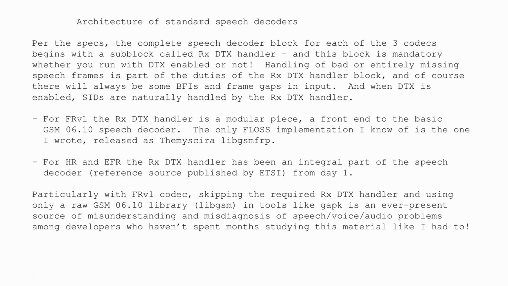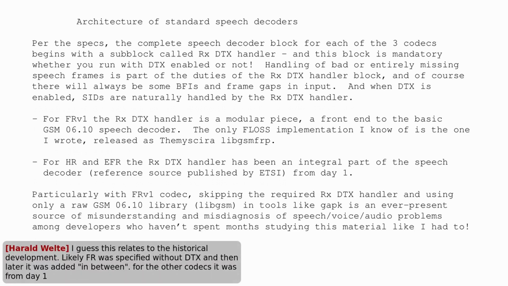Whereas for HR and EFR, for the other two codecs, it was built into the speech decoder from the get-go. From day one, you'd get the official reference C source from ETSI for half rate or enhanced full rate, and the RxDTX handler is already there. It's inseparable. It's impossible to create an HR or EFR speech decoder without RxDTX handler. It will always be there. But for FR1, it's a separate modular piece. So just something that we all need to be aware of.